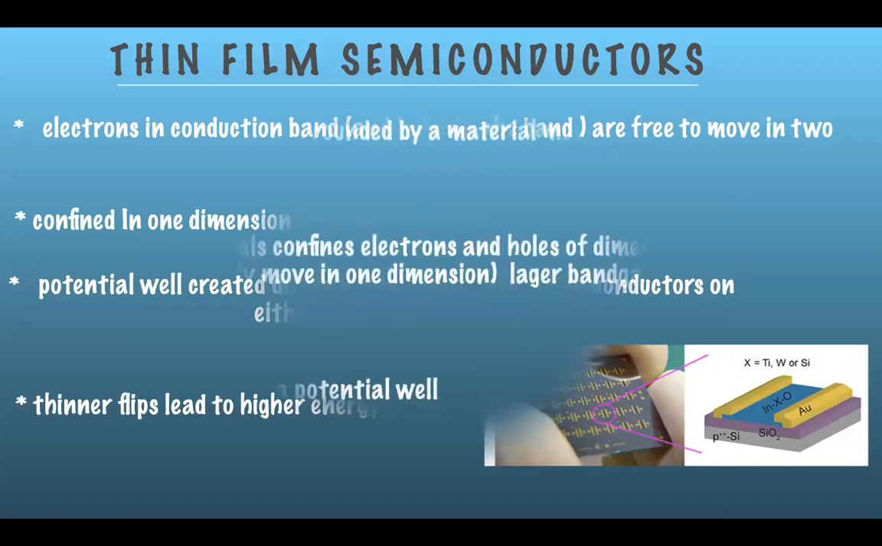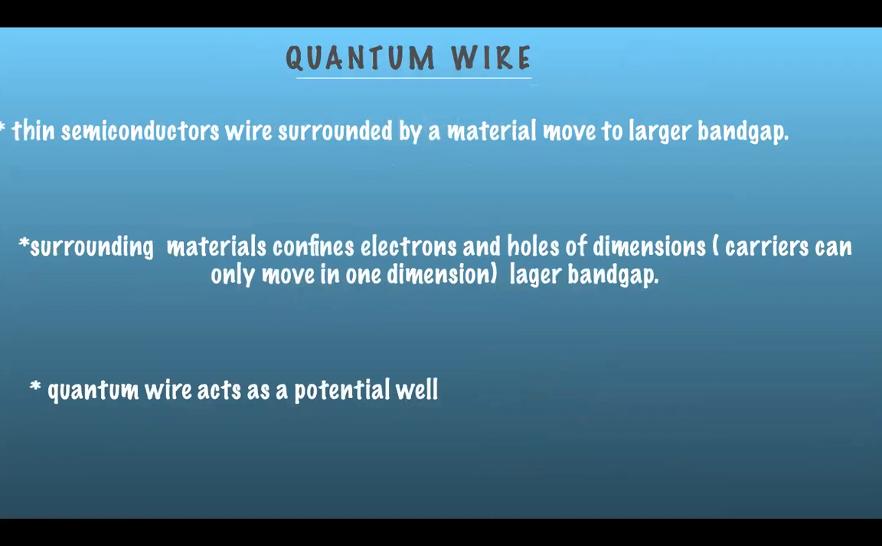And next, what is the quantum wire? Quantum wires are extremely narrow structures where electron transport is possible only in a very few transverse modes. Here, the thin semiconductor wires are surrounded by a material with a larger band gap. The surrounding material confines electrons and holes in two dimensions. Carriers can only move in one dimension. The larger band gap material acts as a potential wall. Okay, and this is about the quantum wires.